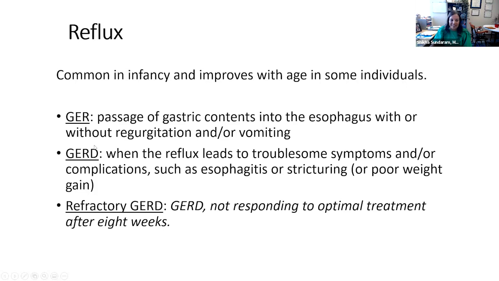Gastroesophageal reflux disease, or GERD, is when the reflux really starts to become troublesome in terms of symptoms or complications, such as esophagitis, which is inflammation of the esophagus, which can lead to stricturing or even poor weight gain. And then refractory GERD is GERD that is not responding to treatment after 8 weeks, which from a family's perspective can feel like a really long time.